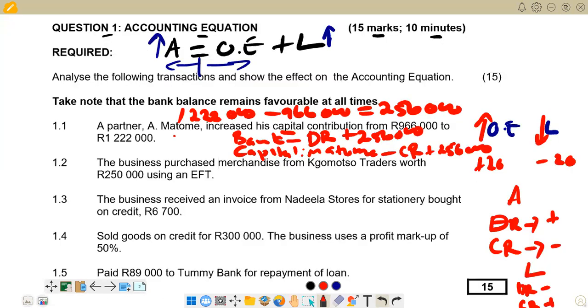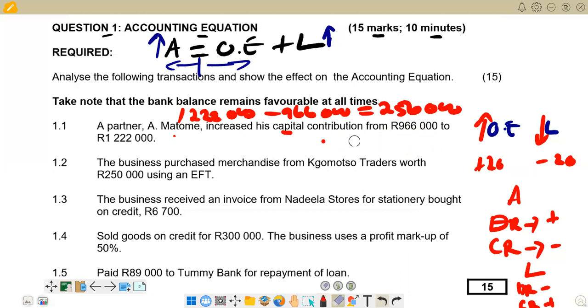On 1.2, it's saying the business purchased merchandise from Komodo traders worth 250,000 rands using EFT. So there we have got EFT. So it means this is through bank. And we have got a purchase that has taken place there of merchandise. So this is a trading stock that has been purchased there. So basically, the two accounts that we have there, we have the trading stock account, and also we have got the bank account being affected there.